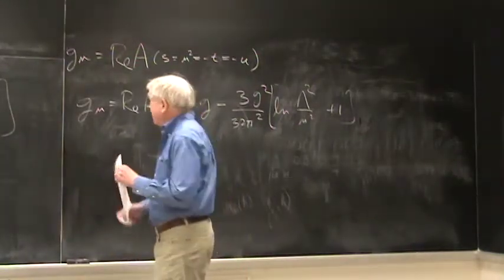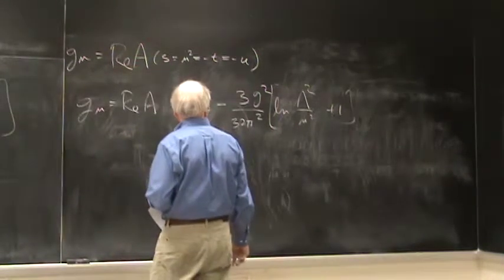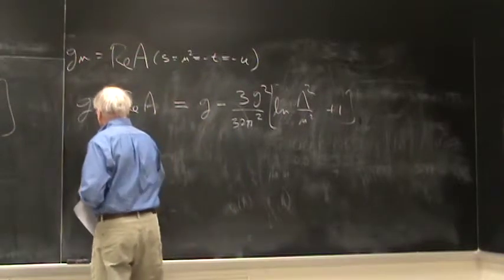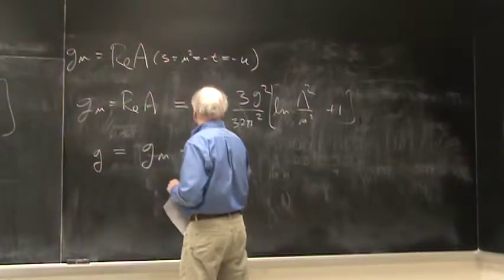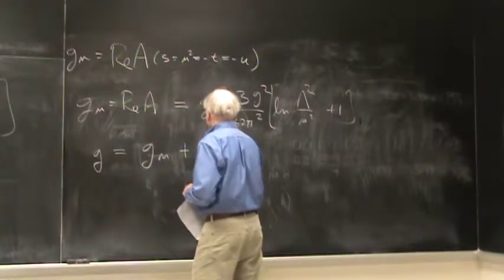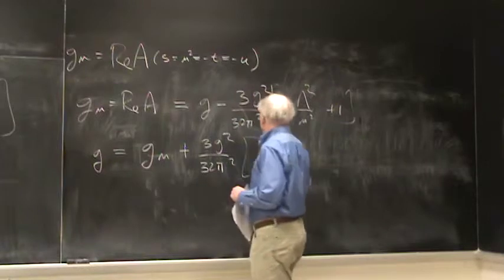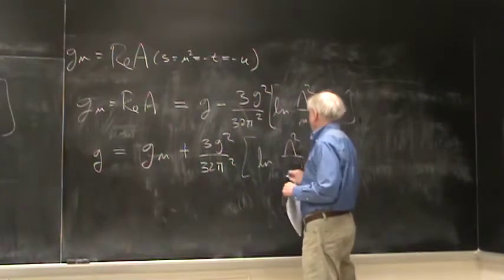Okay. Now, this allows us to write the bare coupling as the renormalized coupling plus 3g squared over 32 pi squared times log of lambda squared over mu squared.